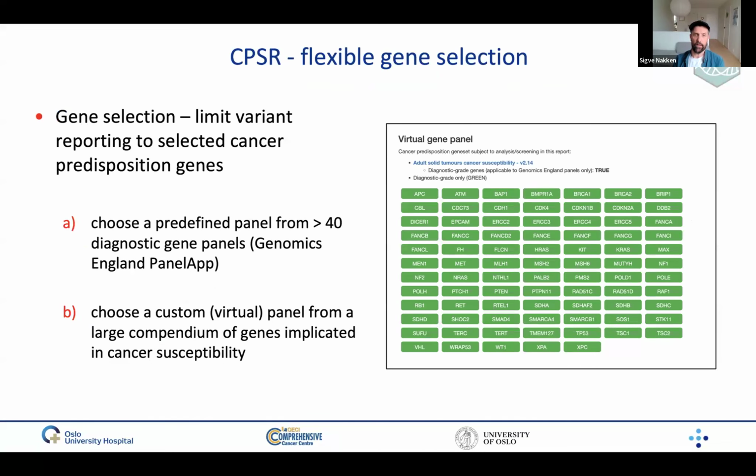The first thing that CPSR allows users to do is to design the set of genes that you want to report upon. Here you can either choose from predefined cancer gene panels. We use panels readily available from the Genomics England PanelApp, so you can choose from different cancer syndromes or tumor susceptibility genes. Or you can design your own virtual gene panel based on a large compendium of genes that is implicated in cancer predisposition.